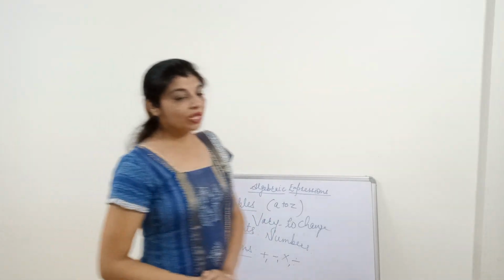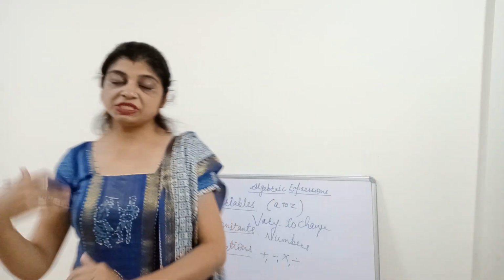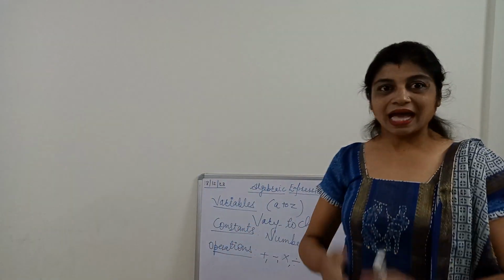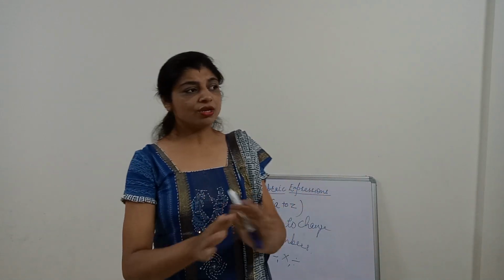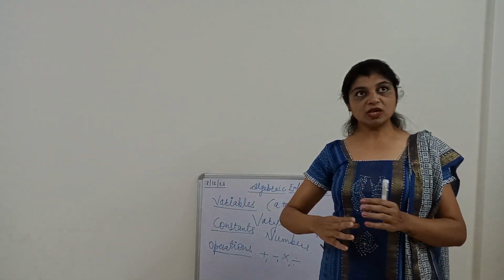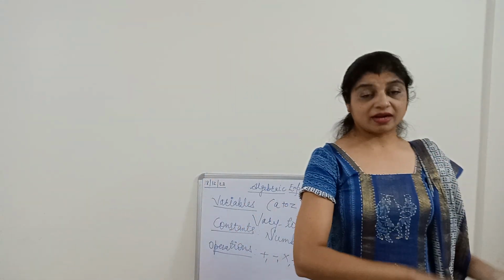Operations means mathematical operations: plus, minus, multiplication and division. It means addition, subtraction, multiplication and division. Now coming to the difference between an expression and an equation. An expression is just a statement, or in easy language, there is no equals to sign. And in an equation we combine two expressions. That means an equals to sign is there, and that equals to sign divides the two expressions into two, that is, one is the left hand side and one is the right hand side.